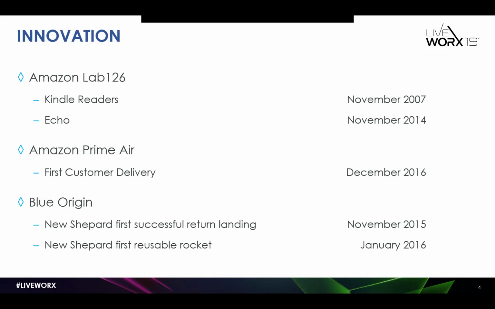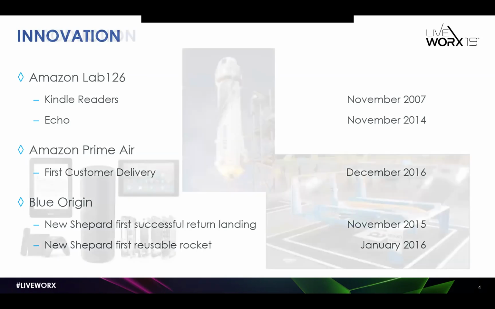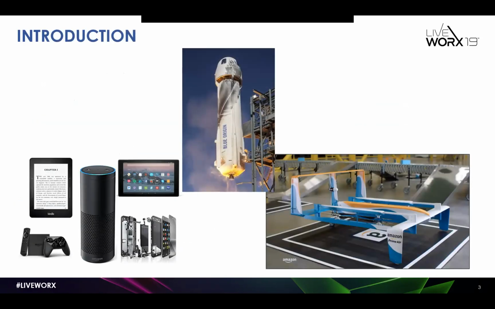New Shepard was the first rocket to have a successful return landing less than 4 years ago and was reused on its second flight only 3.5 years ago. And for clarification of all the milestones I've just listed, I was only around for the Echo and the Prime Air first delivery. And the drone, let me show you the drone on this slide. That was the one from the commercial with Top Gear's Jeremy Clarkson, and it sat on the table behind my desk for weeks as we worked on it.